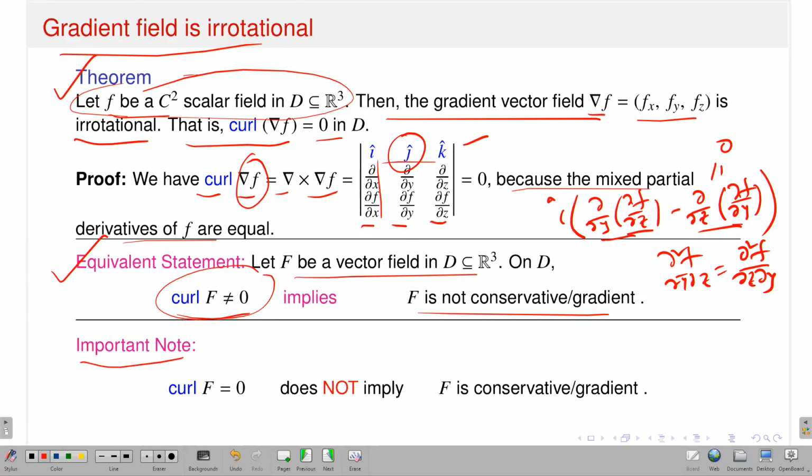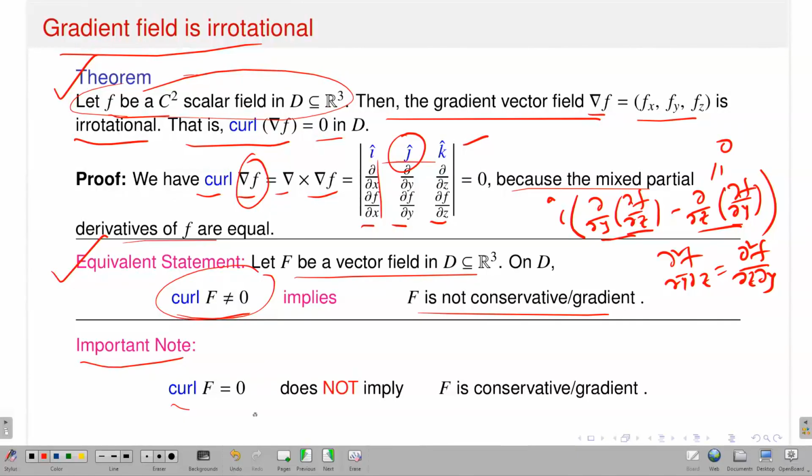And that there is a note. It says that now, suppose curl of F is non-zero. That means what? It implies that my vector field is not a gradient vector field or conservative vector field, right? However, if curl of F is 0, you should not think that it always implies that F is conservative. Okay. So if curl of F is non-zero, it implies that F is not conservative or a gradient vector field.